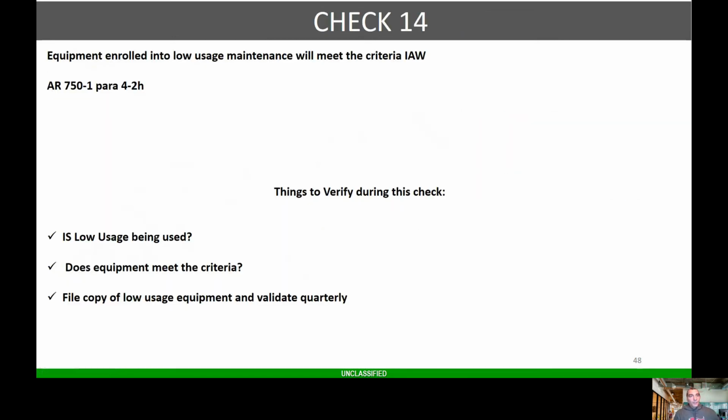Check 14. Equipment enrolled in the low usage maintenance will meet criteria in accordance with 750-1, paragraph 4-2H. So low usage is kind of going away. We're doing all these non-comp things now, which I find crazy.